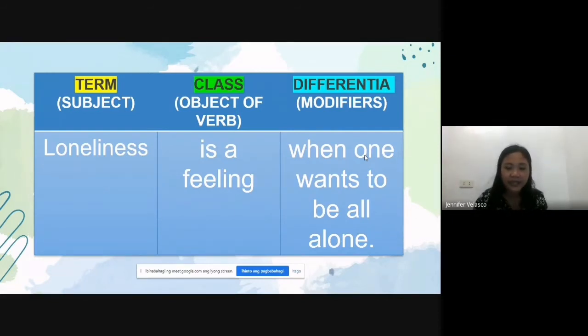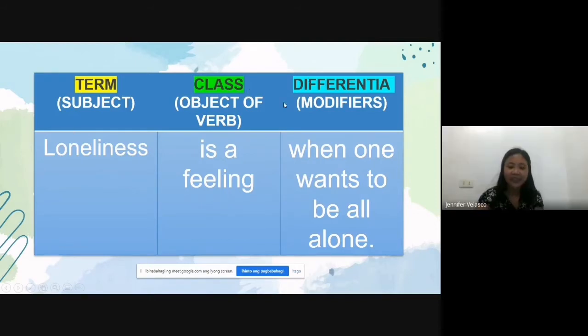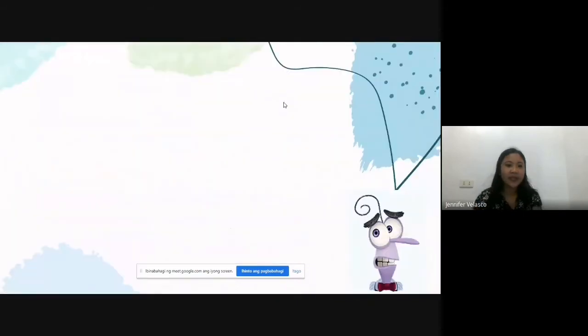Is Ella still with us? How about you, Stephanie? Ma'am, the three parts of a formal definition: term, class, differentia. Very good, Stephanie. Let's have this example.